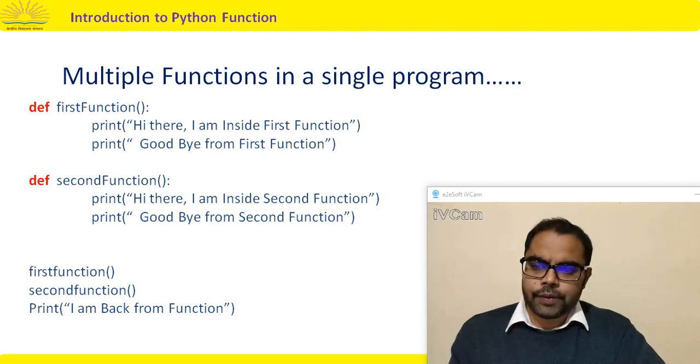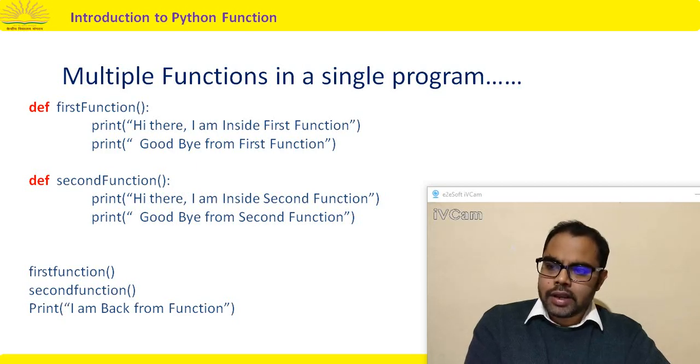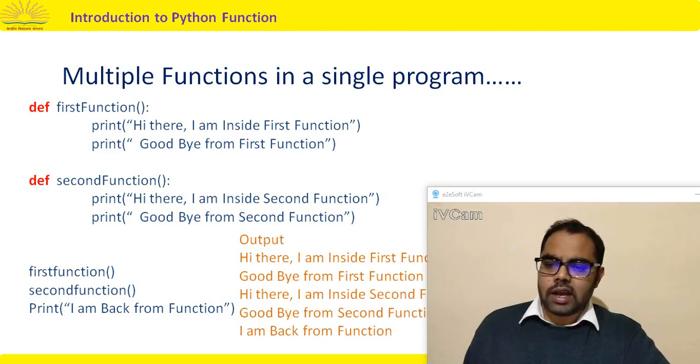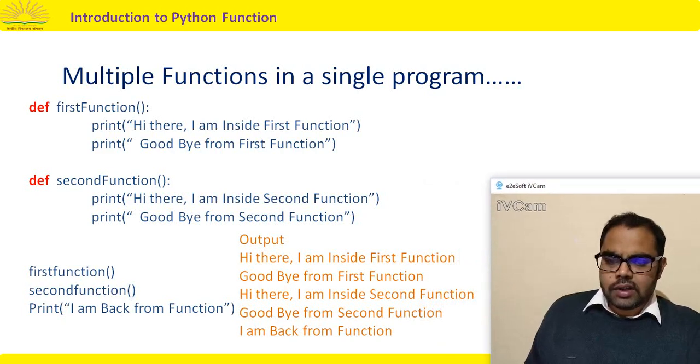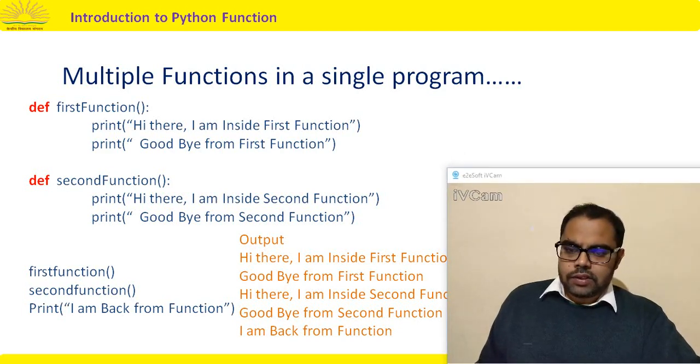Okay, the output will be, first we are having these two lines printed because of this function call. After that we will return back, again we will go here, again we are having these two lines printed, and after that finally we will print this. So we will have 5 print statements. You can see here, hi there, I am in the first function, then goodbye from the first function, then we'll return back, again we'll go inside this, I am in the second function, goodbye from second function, and finally I'm back from the function. Okay, so this is how functions work.